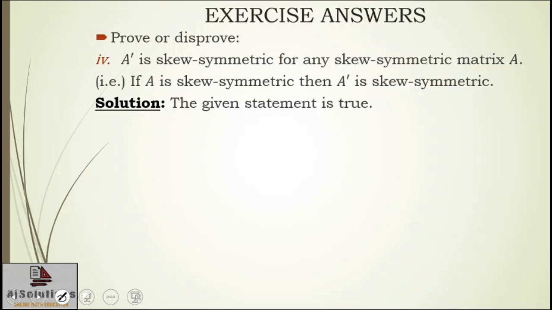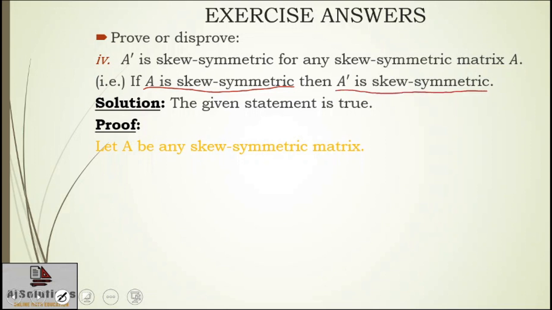Step number 1, assume the hypothesis. This is the hypothesis. So you will assume that the matrix A is skew symmetric. Step number 2, write the to-prove statement. And what to prove over here? The conclusion to prove. So you'll write: to prove A transpose is skew symmetric.